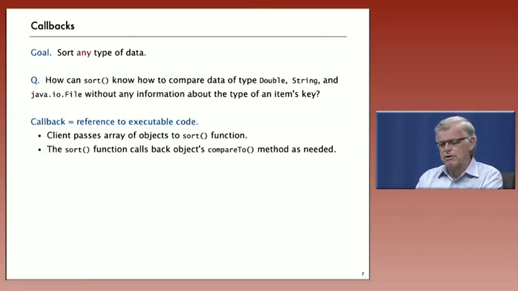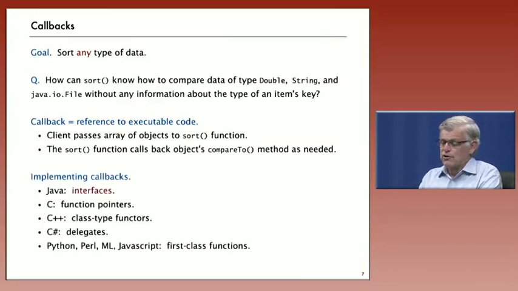we set up a mechanism known as a callback, or a reference to executable code, where the client, by passing an array of objects to the sort function, relies on an implicit mechanism in Java that says that any such array of objects is going to have a compareTo method. Then the sort function calls back the compareTo method associated with the objects in the array whenever it needs to compare two items. There are a lot of different ways to implement callbacks, and that's programming language specific.